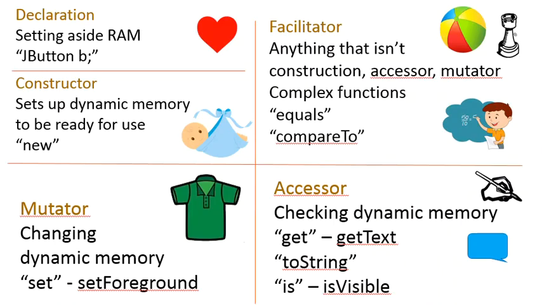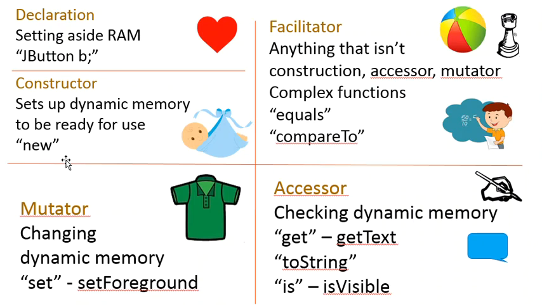Something that's useful to go over at this stage, which is really easy to see in these UMLs, is that it's really easy to classify your methods into the various method types. First of all, we have declaration, and declaration is all about setting aside RAM. Constructing is all about setting up our dynamic memory so we're ready to use it. It uses the keyword new. Mutators are all about changing your dynamic memory. That uses the keyword set. Facilitators are anything that doesn't come up in the previous stuff, equals and compare to. And accessors are about checking to see what is in dynamic memory so we know what is being stored.